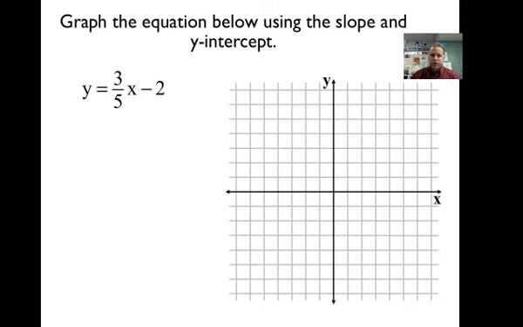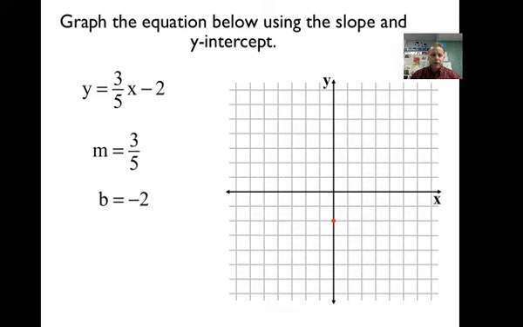So we've been practicing this. We don't even have to, is y by itself? Yep, so we don't have to move anything around. That's a nice thing. So what's our b? What's our m? Our m is 3/5. Our b is -2. So start with the b and find -2 on the y-axis, which will be 2 below 0.